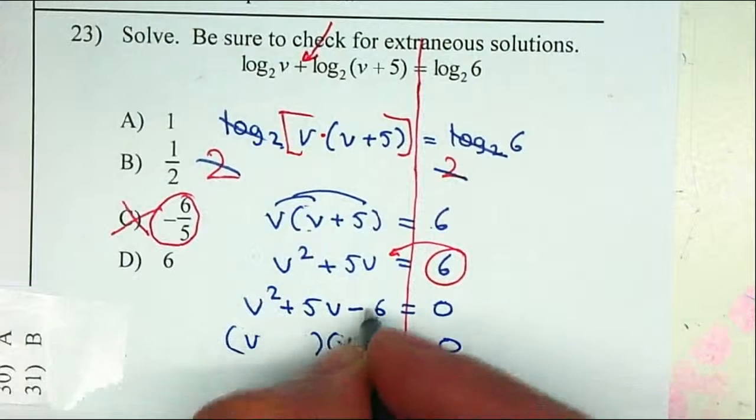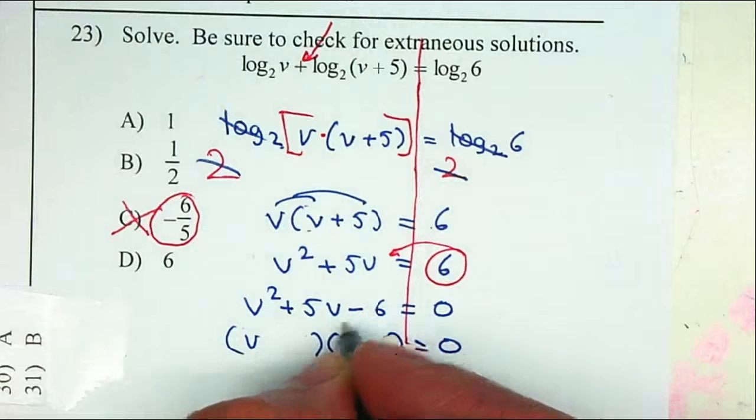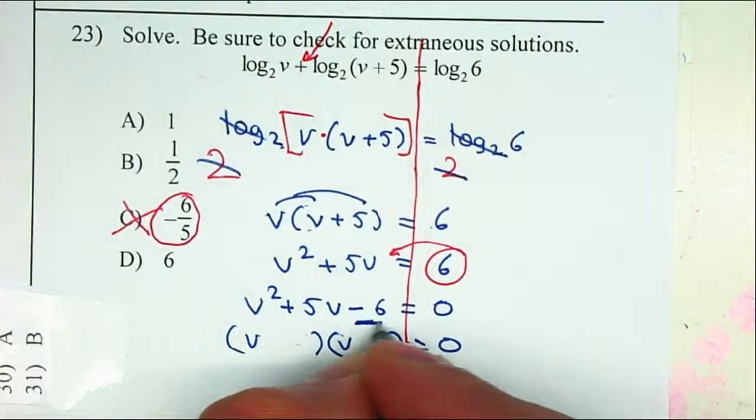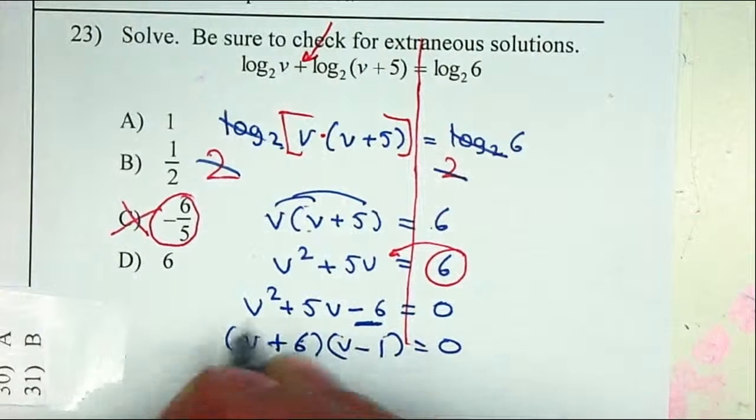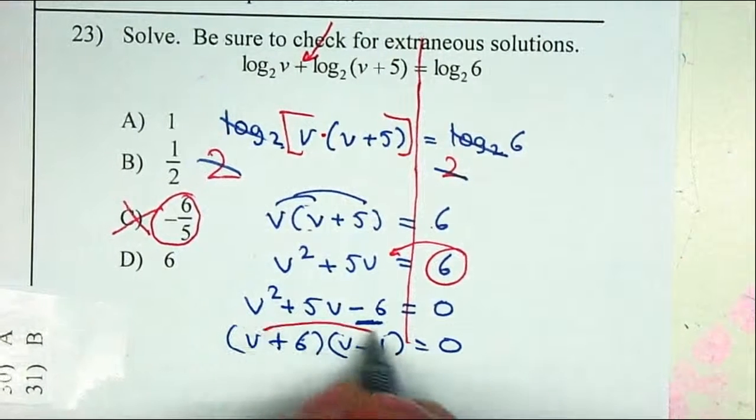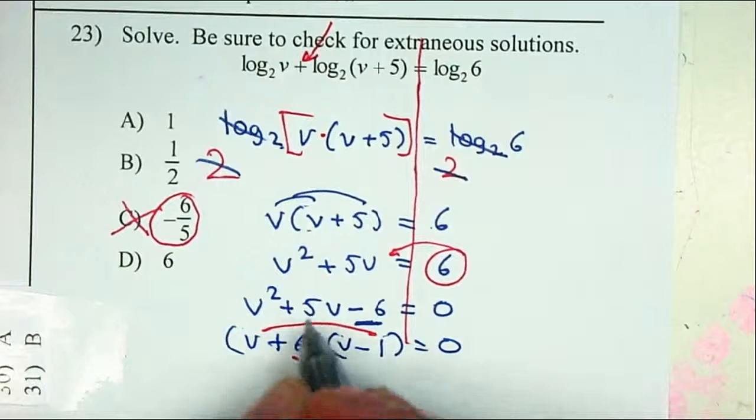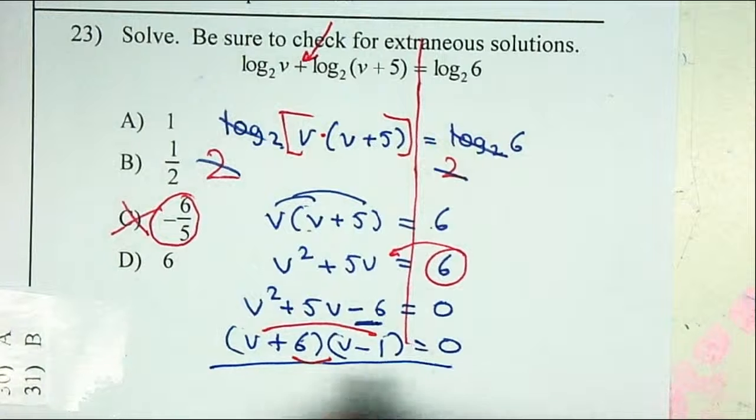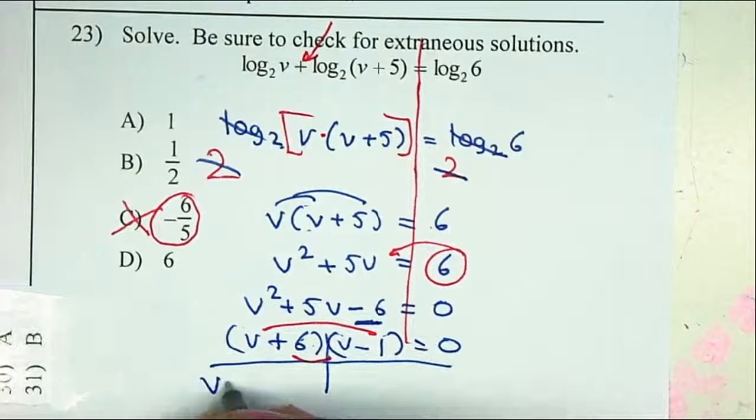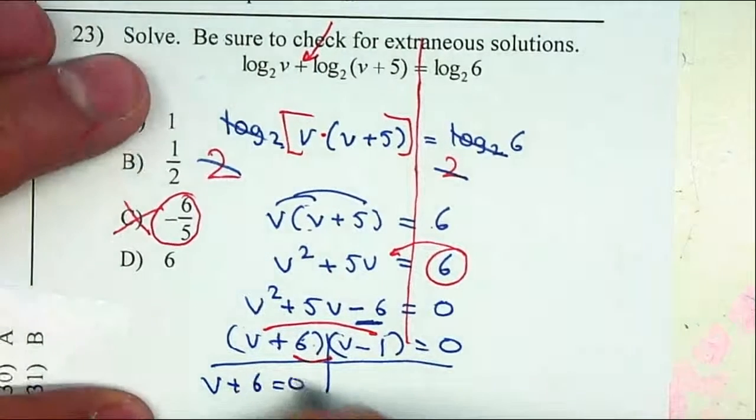v and v, factors of 6, 3 and 2, they should have different signs. So I'm going to use 6 and 1, positive and negative. Because that will give me a negative 1 and a positive 6, which gives me a positive 5. And now I can use my zero product property. I know that because they're multiplying and it's equal to 0, one of them should be equal to 0, or both.